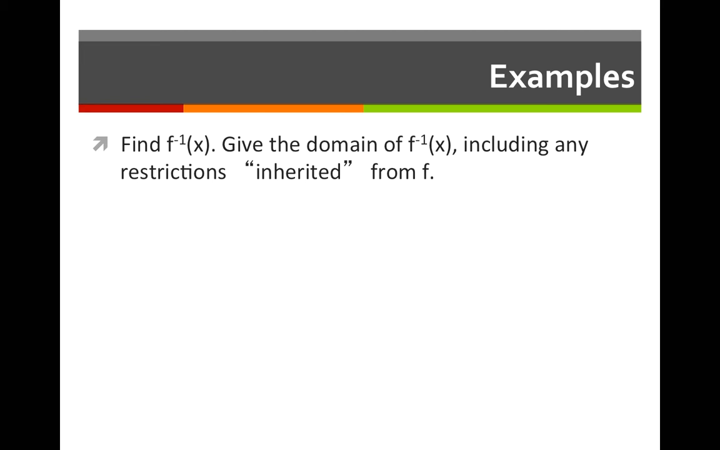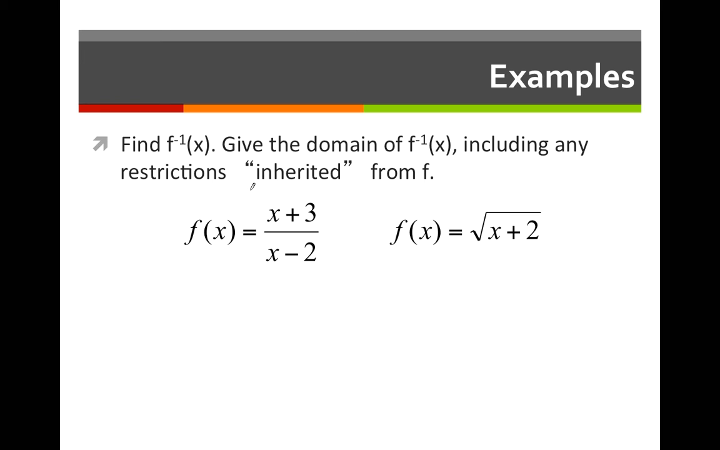So for our examples, what we want to do is find f inverse and look at the domain of f inverse, including anything that we get from the original function. So let's look at that left function first. f of x is equal to x plus 3 over x minus 2. Remember, f of x is the same thing as y, so we're going to swap x and y.